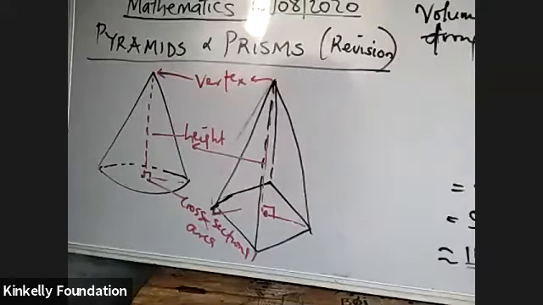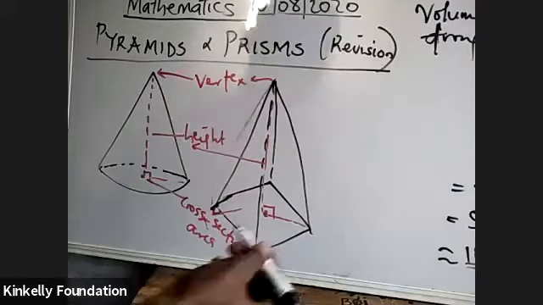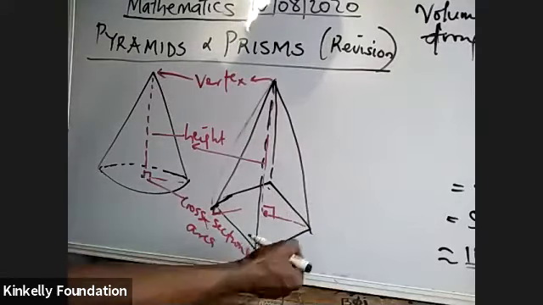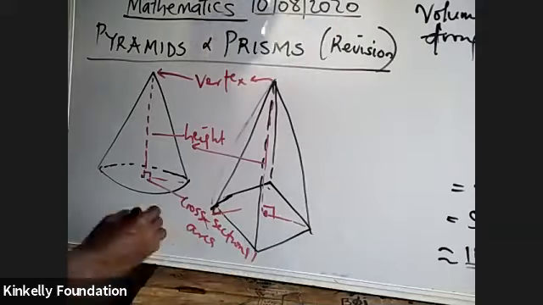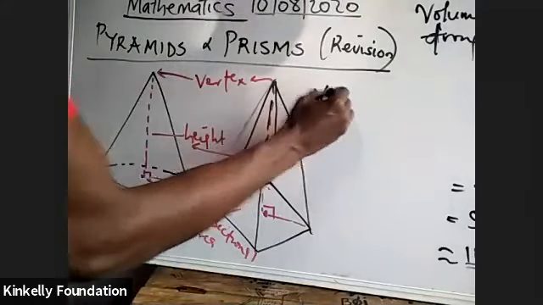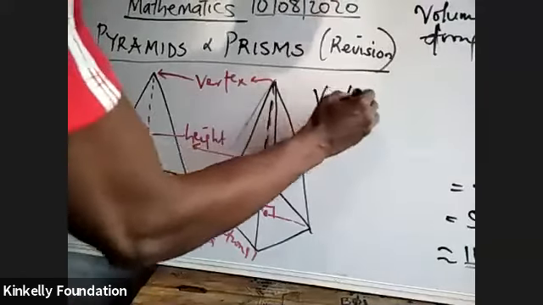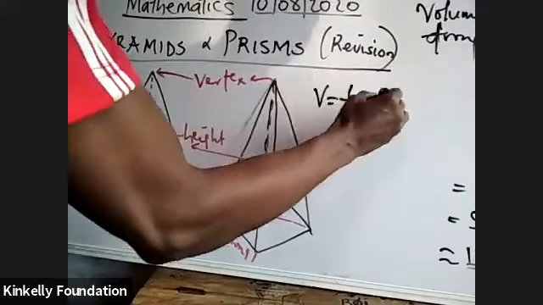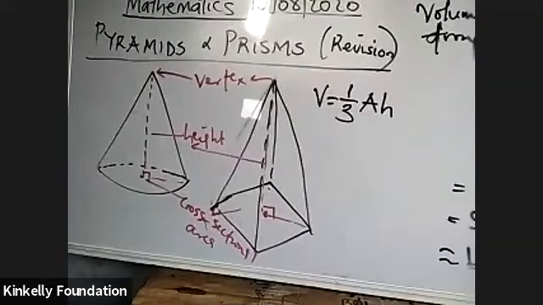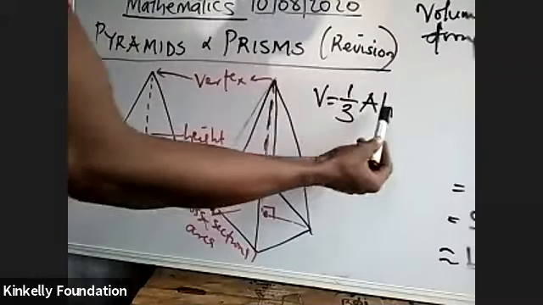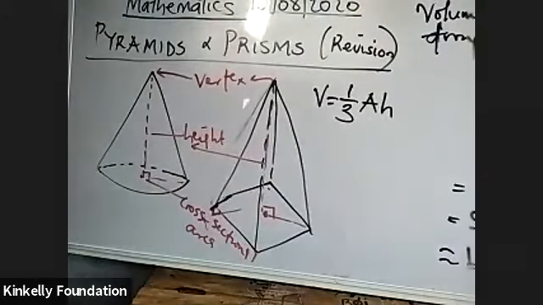Now, all pyramids have same method of finding their volumes, based on their cross section, that is which plane shape forms the base. Now, volume of a pyramid is given as 1/3 cross-sectional area times the height. The volume of a pyramid is given as 1/3 times the cross-sectional area times the height.